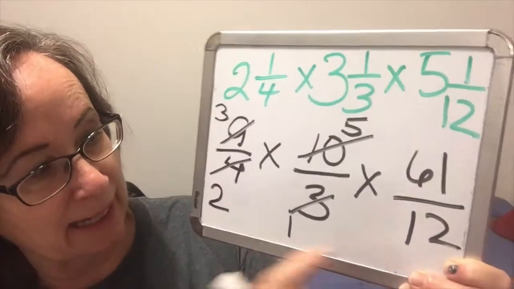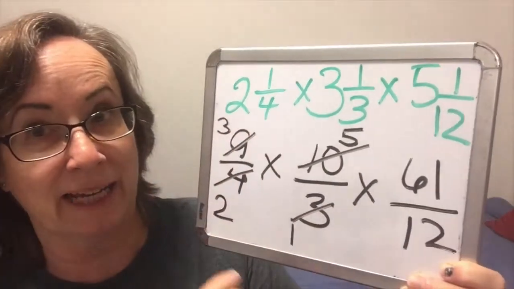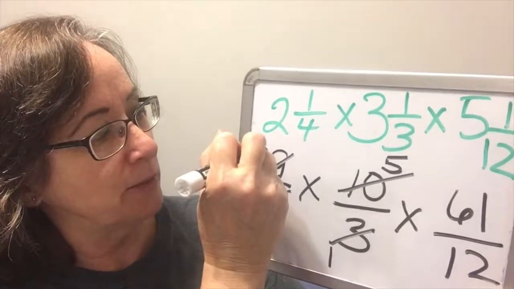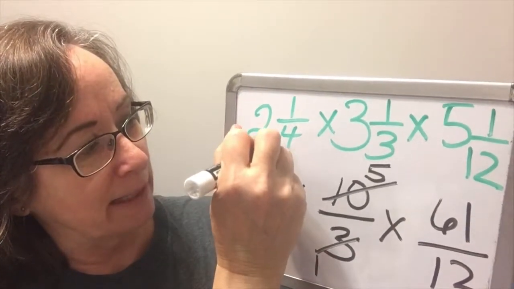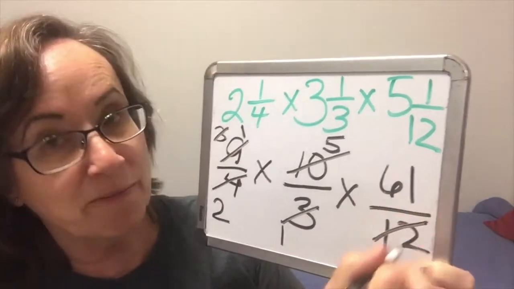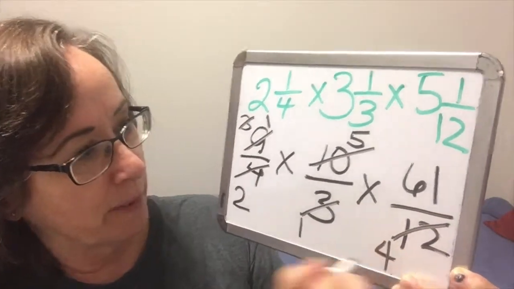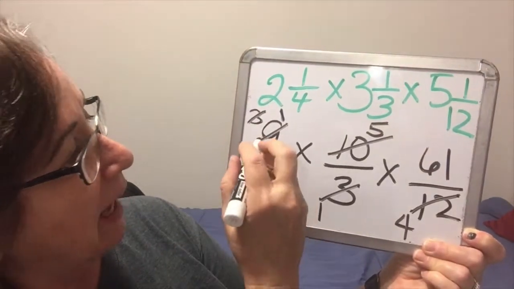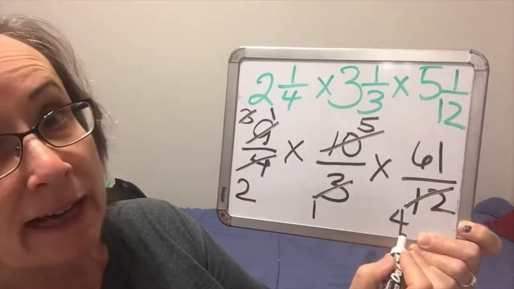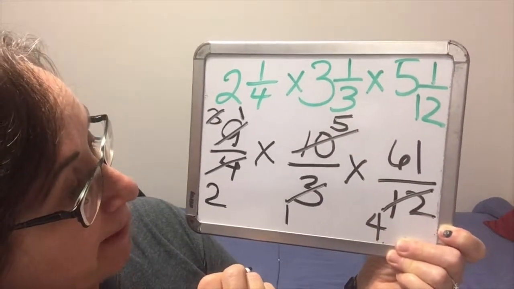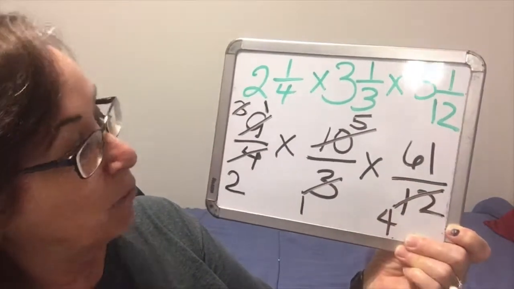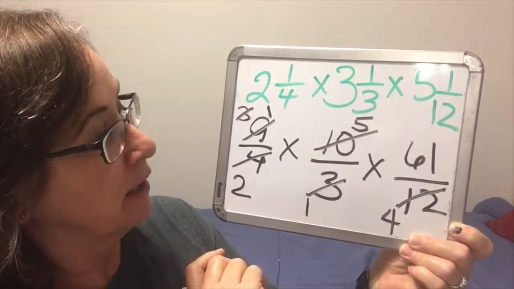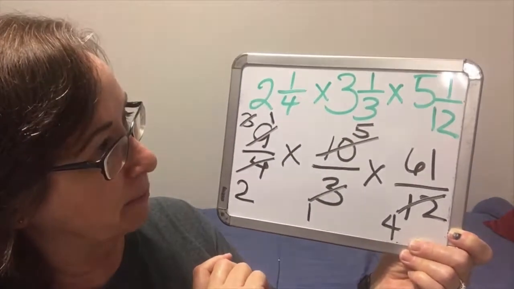I see a 12 and a 3. And 3 goes into 12 evenly. So I'm going to divide the 3 by 3 and get a 1, divide the 12 by 3 and get a 4. So now I'm going to look at everything very carefully. I have a 5, but there's nothing down here that is divisible by 5. And I have a 61, which is definitely not divisible by 2 or 4. So we're done with our simplification.